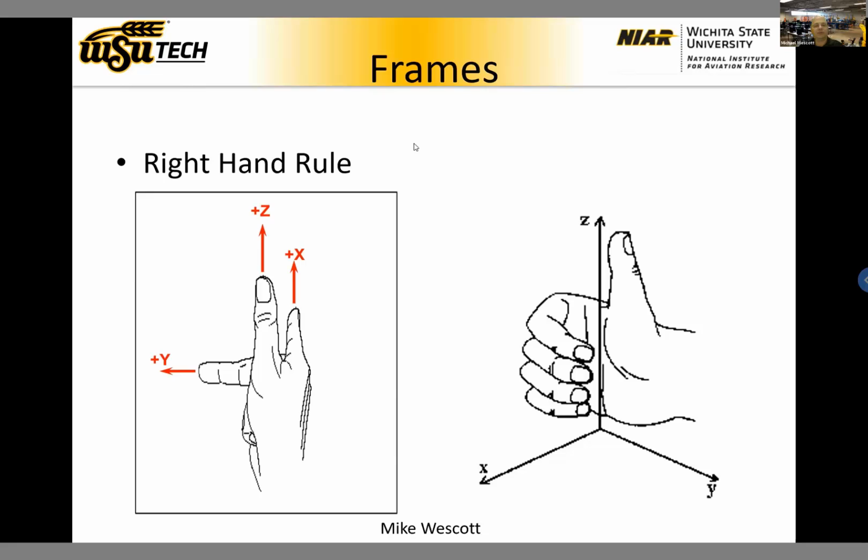The right-hand rule is a good way to represent a frame using your hands. So you take your right hand and you point your pointer finger out. You point your second finger to the left and your thumb straight up. Your pointer finger becomes your x-axis, your second finger is your y, and your z is your thumb.